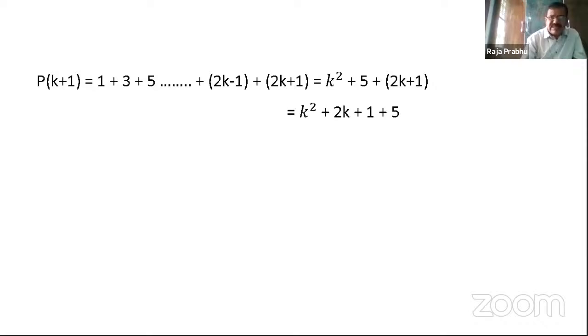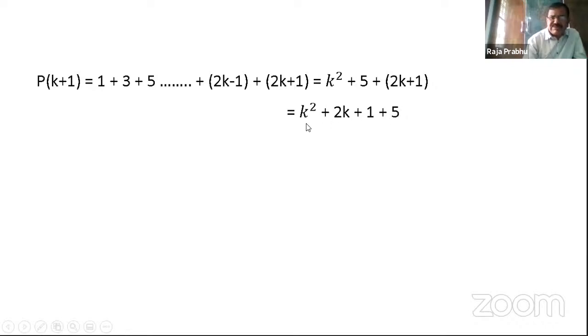So the right hand side, up to the kth term, it was k square plus 5. Now here 2k plus 1 is added. Now it becomes k square plus 2k plus 1 plus 5. I just replaced these two terms, so please don't get confused. Nothing else is there. 1 is written here and 5 is written here.